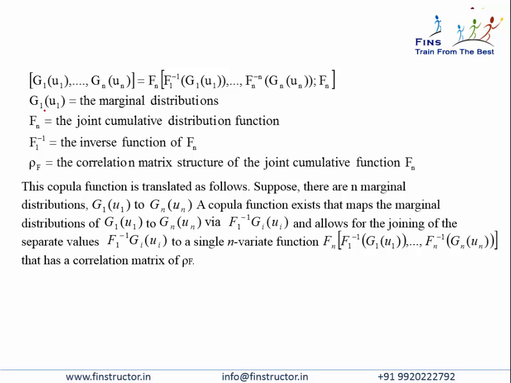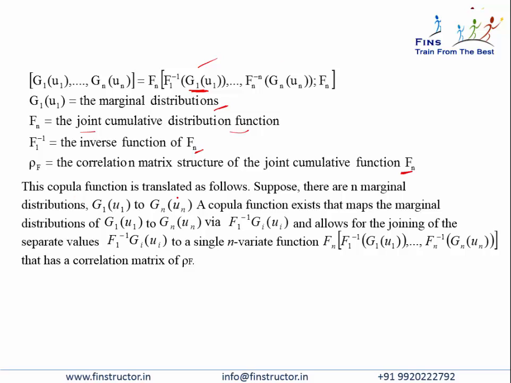So once again, the G_i(u_i), or G1(U1), is the marginal distribution, Fn is the joint cumulative distribution function, and F inverse is the inverse function of Fn. So this joint cumulative distribution is a known distribution, for example, as I took, the normal distribution. Rho_F is the correlation matrix structure of the joint cumulative function Fn, that is, this represents the correlation between these different variables.